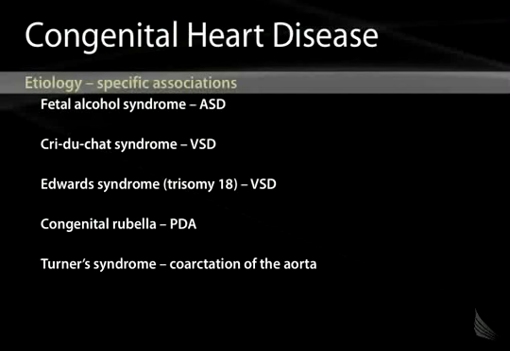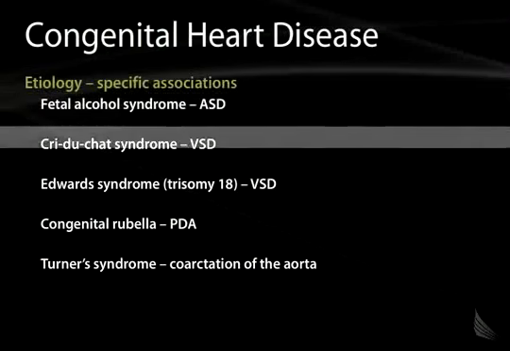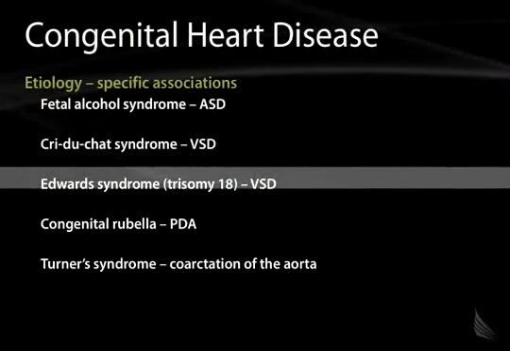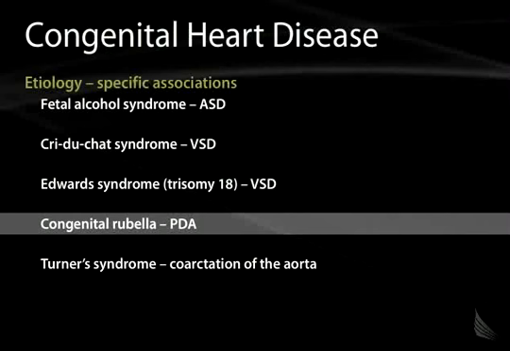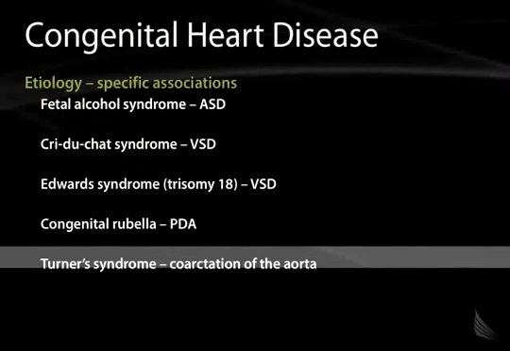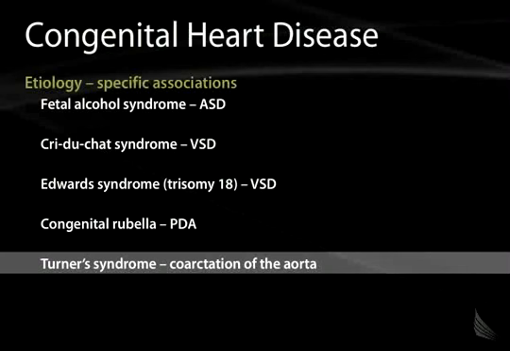Classic associations include atrial septal defects with fetal alcohol, VSDs and Cri-du-chat, trisomy 18 having VSDs, congenital rubella leading to patent ductus arteriosus, and Turner syndrome having classically coarctation of the aorta.